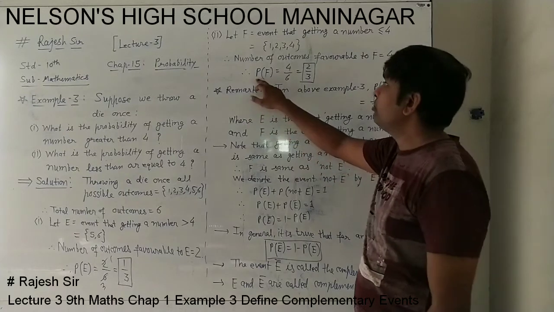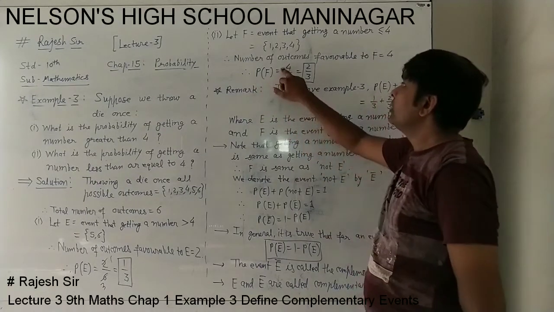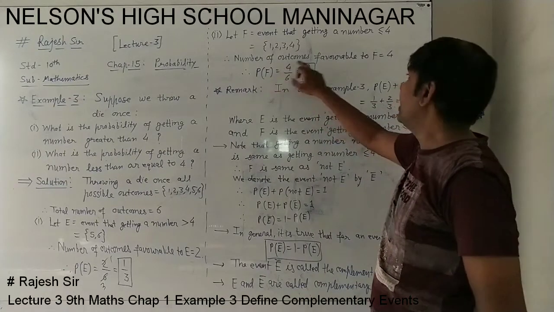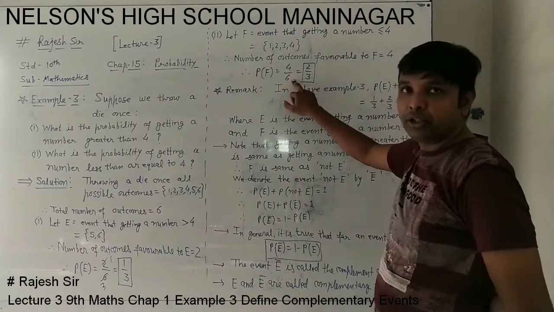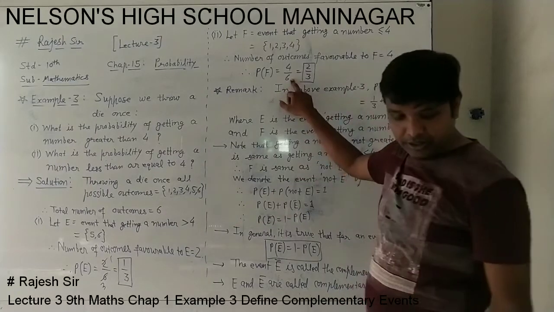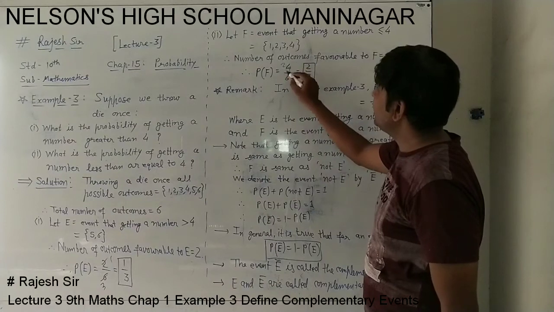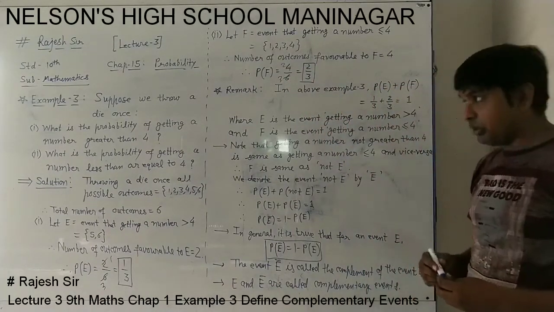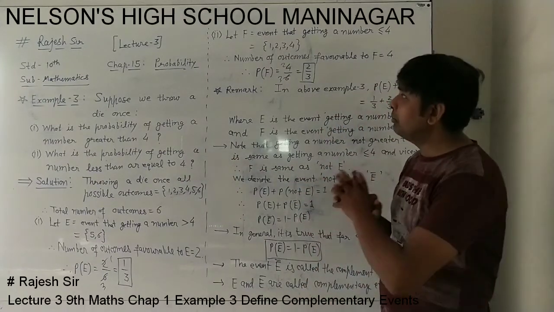Again by the definition, the probability of event F equals the number of outcomes favorable to F, which is 4, on top, and in the denominator the total number of outcomes, 6. Cancelling by 2, 2 twos are 4 and 2 threes are 6, so 2 by 3 is the answer of the second question. This is example 3 done completely.